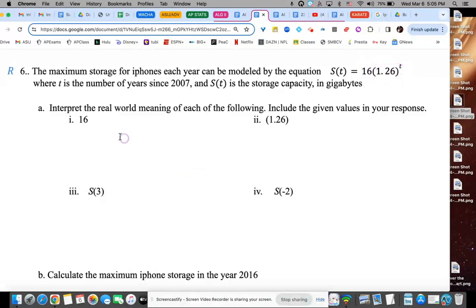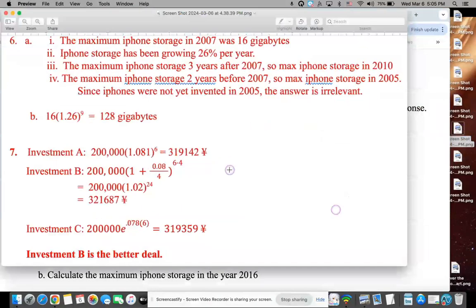All right, so what's the real world meaning of all these numbers? So 16 is the initial amount in gigabytes, 16 gigabytes. 1.26, that's the rate, so we're increasing at 126%. If I put 3 into my equation, like we actually want you to put 3 in, so you've got to put 3 into your equation and solve. So we put 3 in.